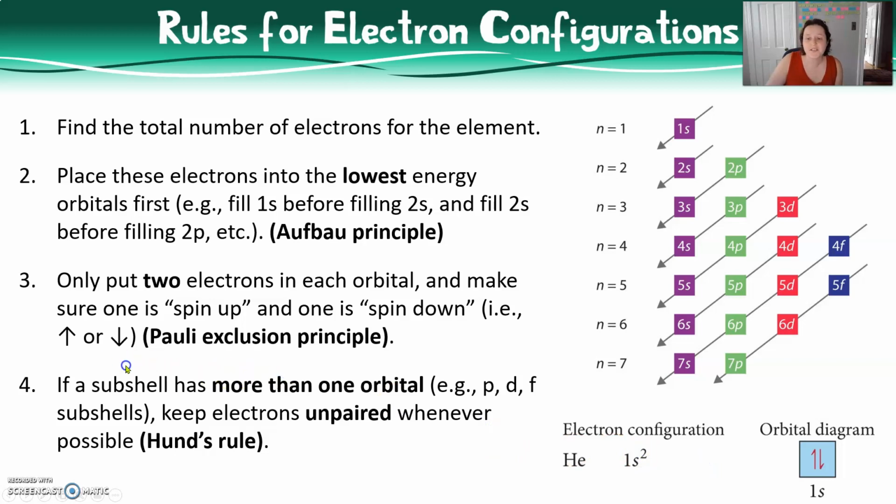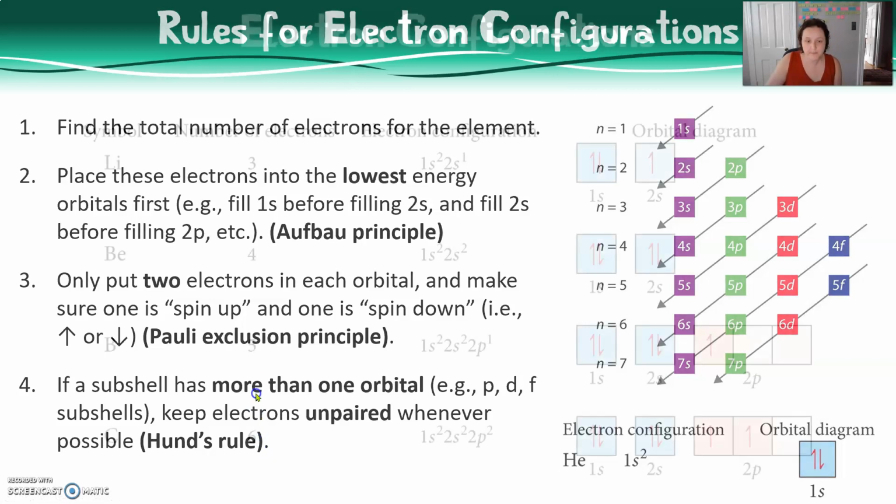Finally, in situations like the p, d, and f subshells where there is more than one orbital of the same energy, Hund's rule states that we should keep electrons unpaired as much as possible. So one spin-up electron will go into each orbital at the same energy within a subshell first, and then if there are more electrons, they will begin to pair within the subshell.